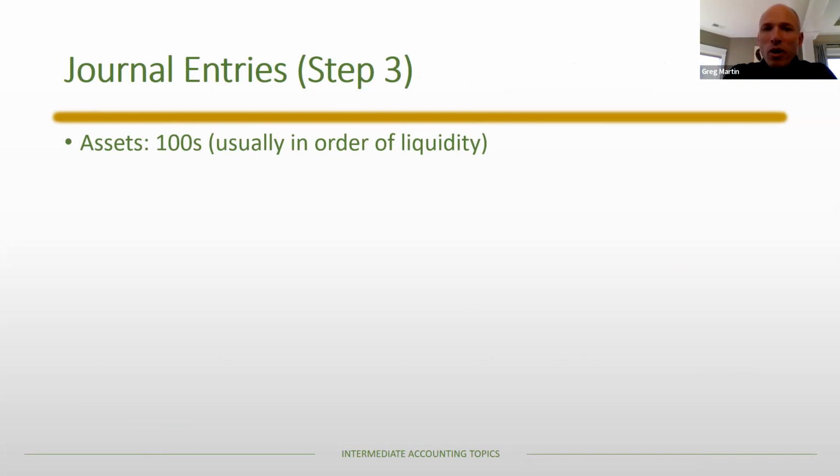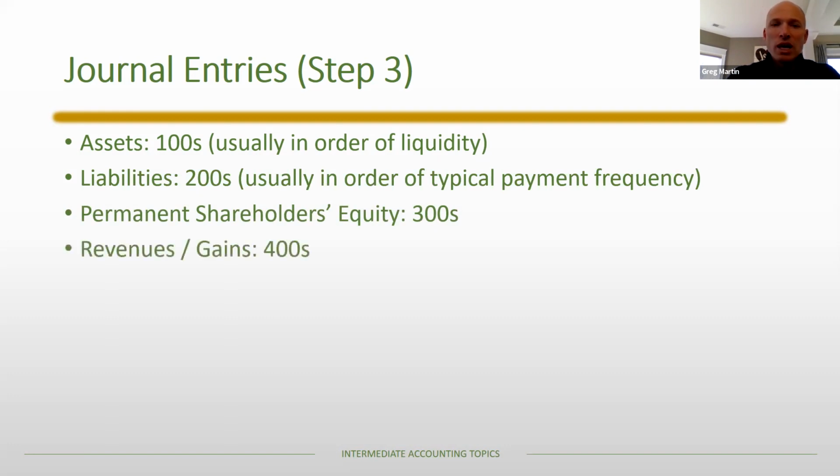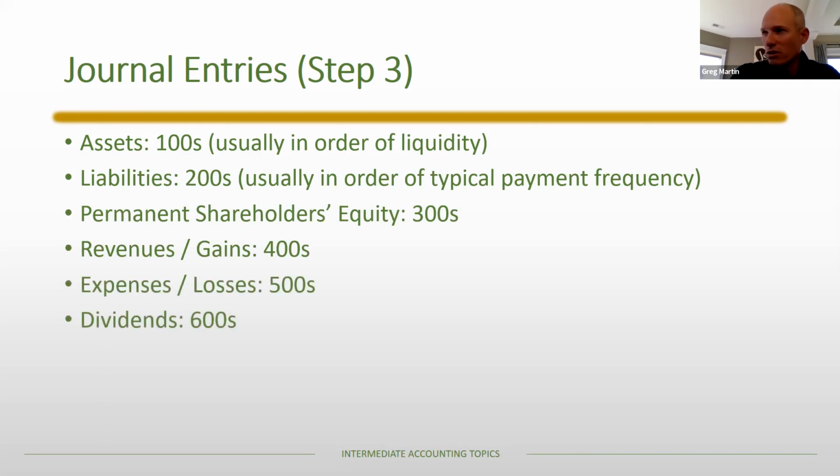I'm not going to require that you memorize the numbering system that the book and I use. That's not what I'm after here. But you should know in general what numbers match up to what types of accounts. You're going to be required to make sure you have a reasonable number. If you have an asset, it should be numbered somewhere in the hundreds. If you have a liability, it should be in the 200s. If you have a permanent shareholders equity account, like paid in capital, like common stock, it should be labeled in the 300s. Revenues and gains are in the 400s, expenses are in the 500s, and dividends are in the 600s.